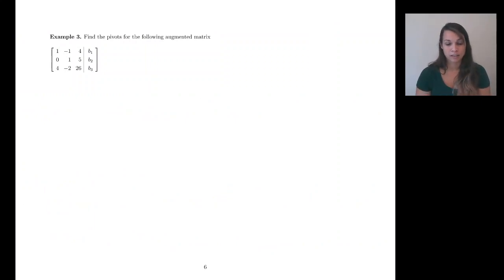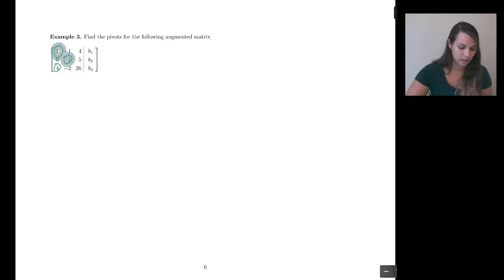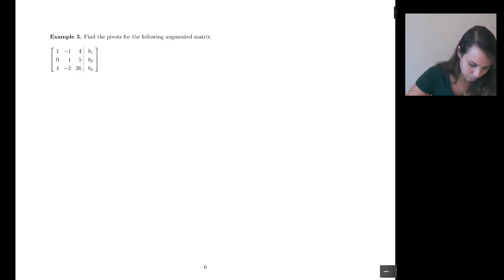And so we're going to look at this example and we're going to try and find all the pivots for this augmented matrix. Remember, you can't just go around and find all the leading terms and be like, all right, those are my leading terms, those are my pivots. That's not how it works. You have to put it into row echelon form first. So let's do that. First thing I want to do, I want to remove him. He needs to go. So we're going to modify row 3 by subtracting 4 times row 1.